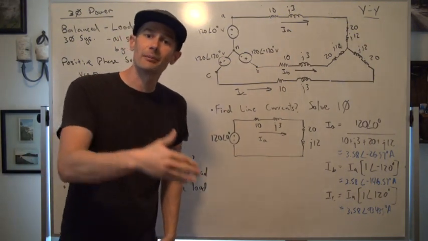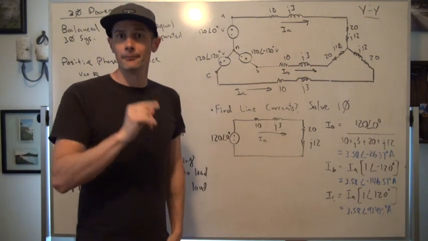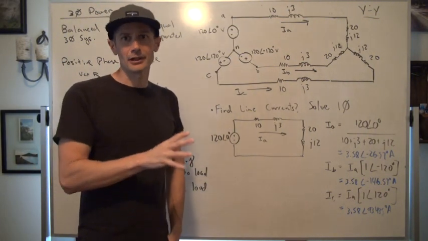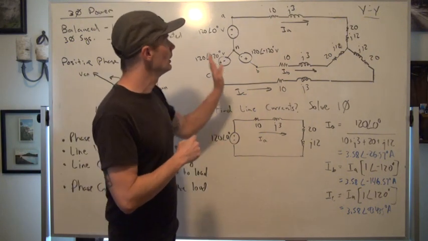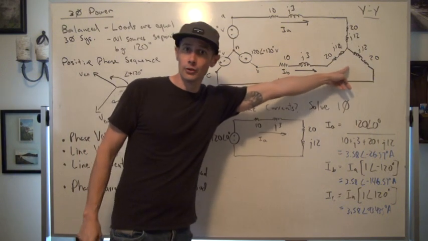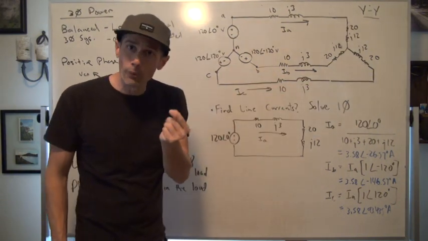How this works with different types of systems like Y to Y or Y to delta is going to come up in subsequent videos that I'm going to have you guys look at. But for right now, we're talking very, very simplistic. In this case, Y to Y, the source and the load both have neutral points.